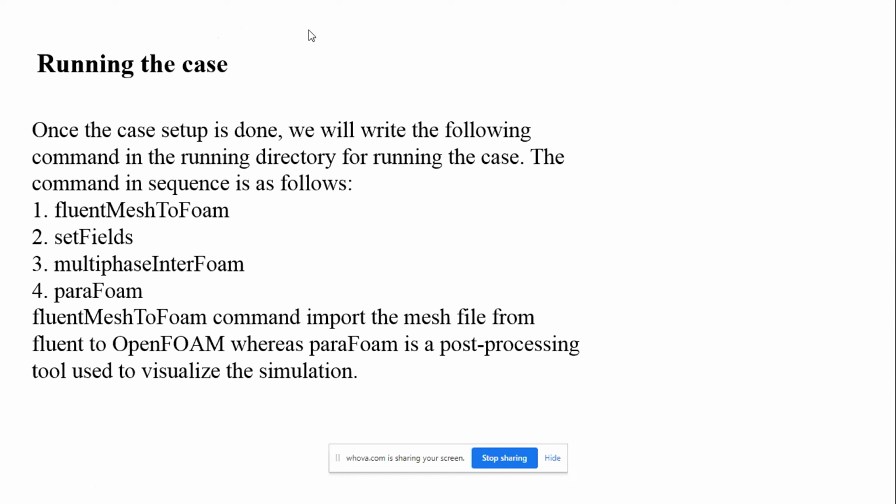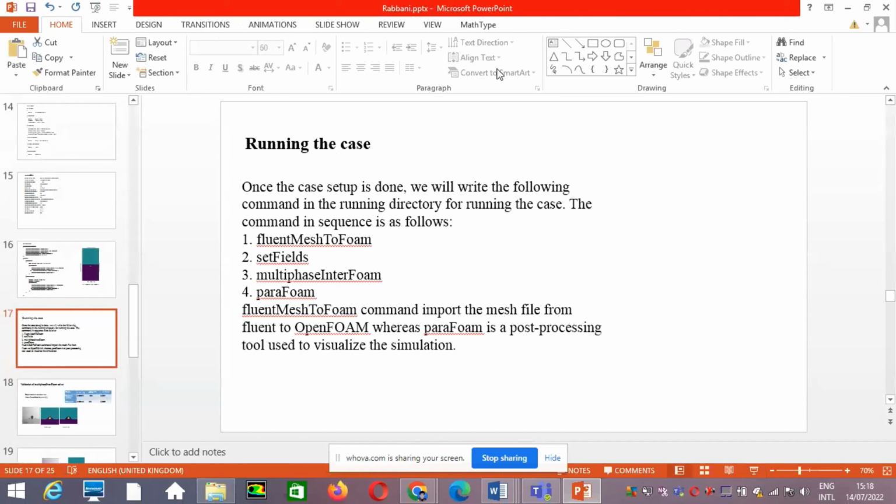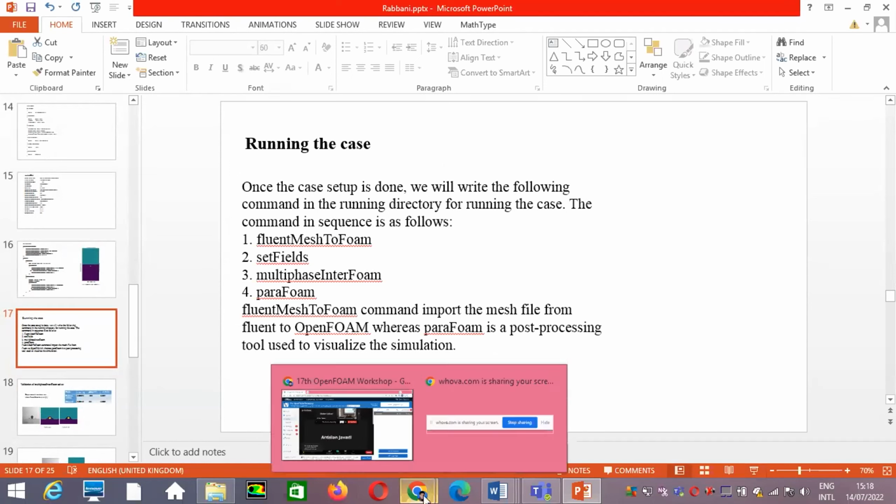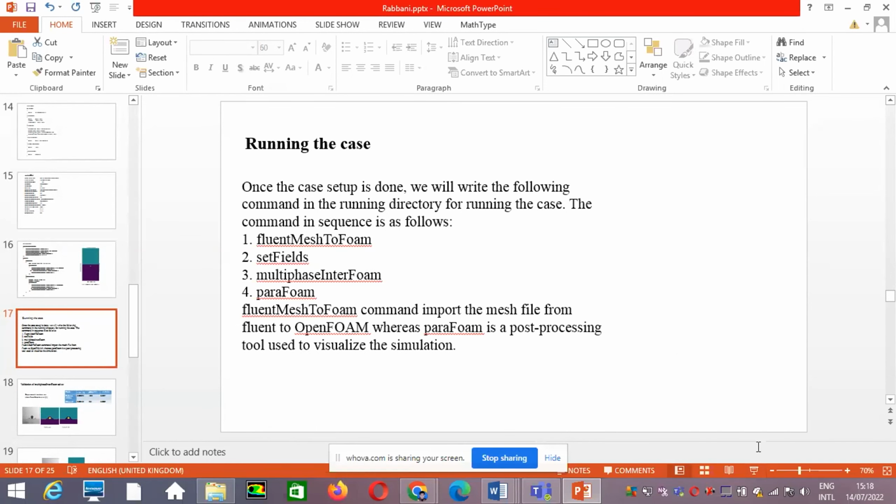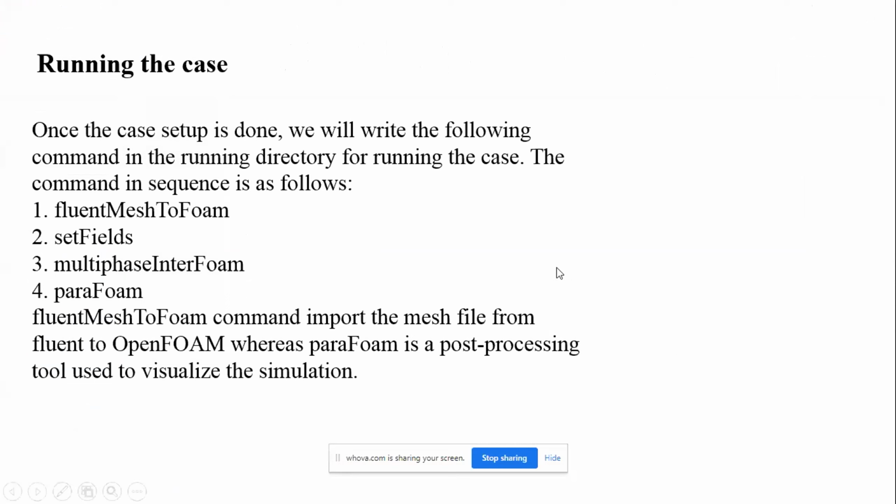When you want to visualize your simulation, you can do it with ParaFoam, a tool by which you can visualize it. Other software such as Tecplot can also be used, which takes the controlDict file under the system folder, to visualize the simulation results and for post-processing.